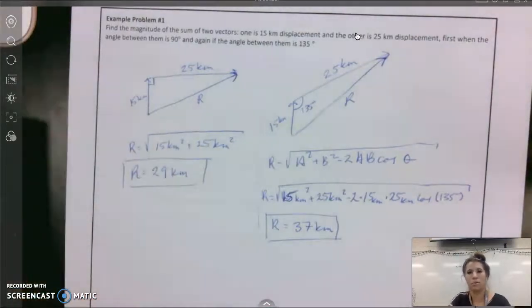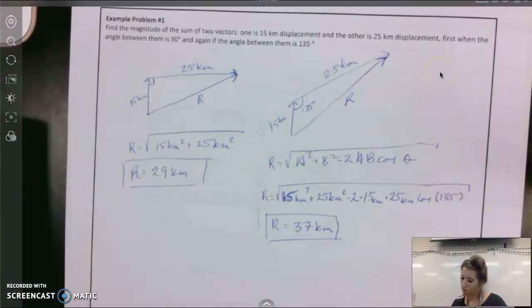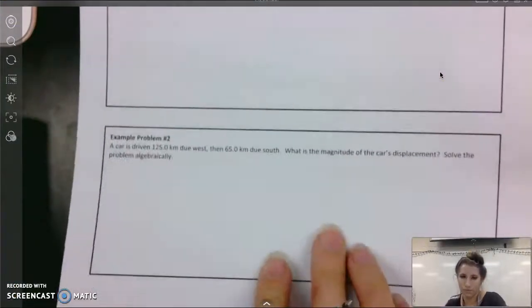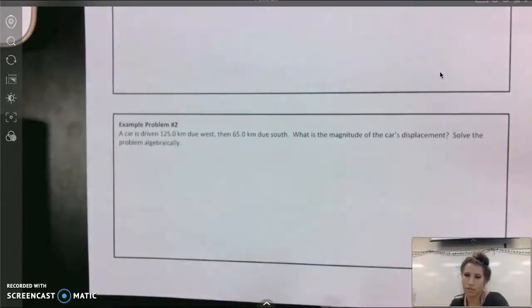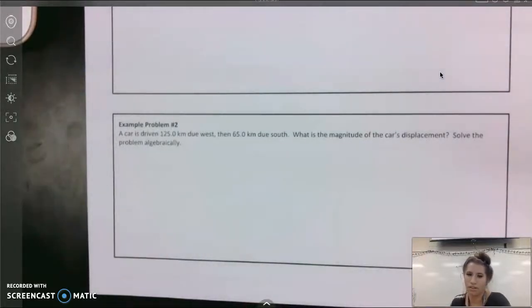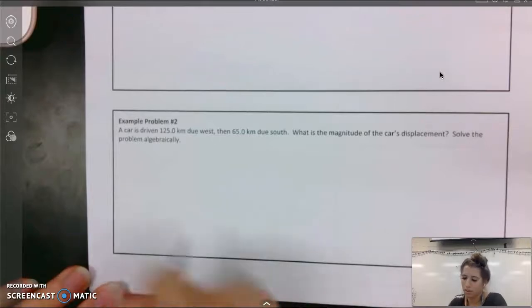Okay, so there's practice problem number 1. Let's see, where are we at on time? Okay, so now let's look at example number 2. A car is driven 125 kilometers due west and then 65 kilometers due south. What is the magnitude of the car's displacement?